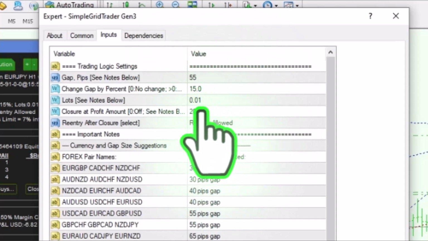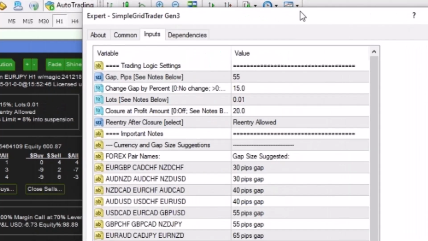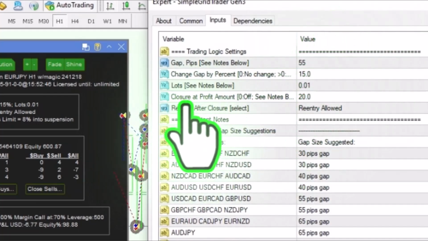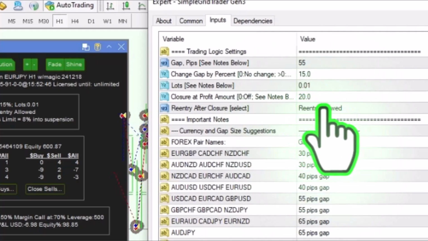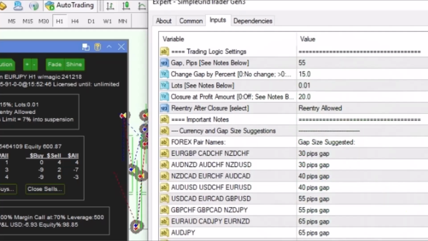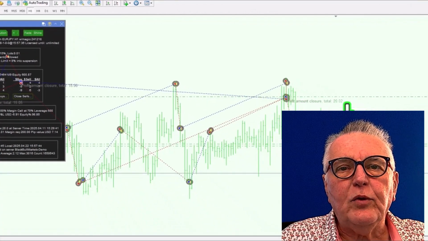This is what kind of lots, and as you've seen, we only trade 0.01 lots, the minimum lots allowed by this broker. And then it says what closure profit you want, and we've got $20 there. So when the total of all those open deals equals $20, it will just close it where it is and start a new grid trading process. So it goes down to 0 and then starts again.